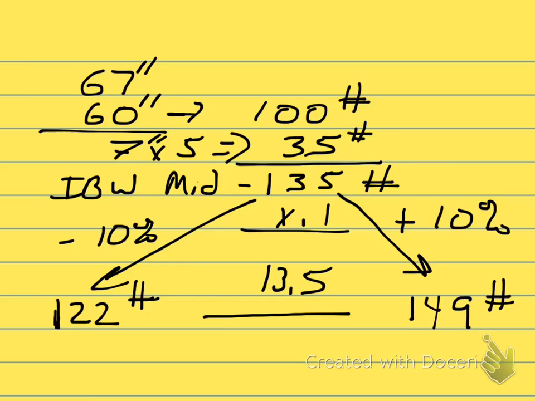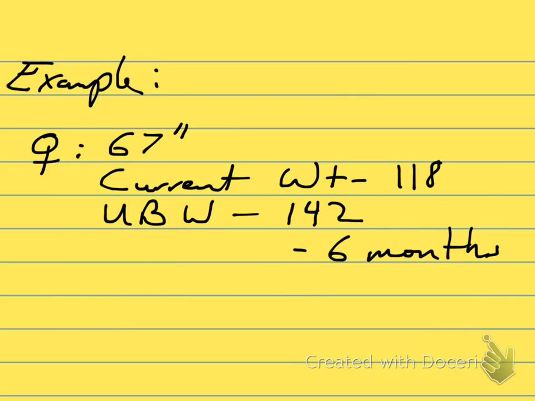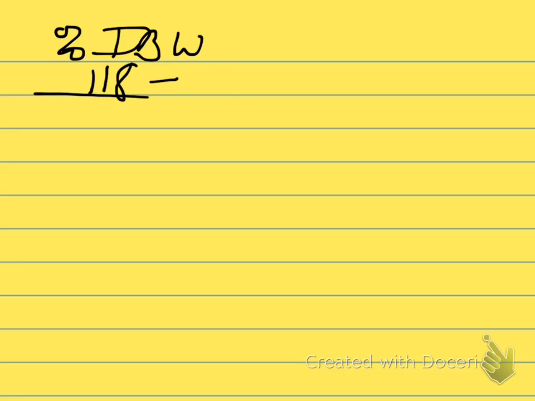The next thing that we need to do is determine her percent ideal body weight. Percent ideal body weight is simply you take current weight, and her current weight, we went back and said, was 118 pounds. So we're going to take her current body weight, 118 pounds, and divide it by her ideal body weight.